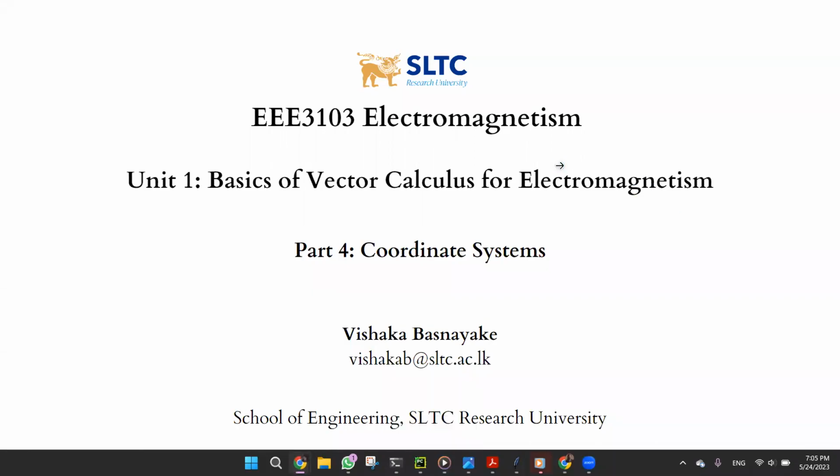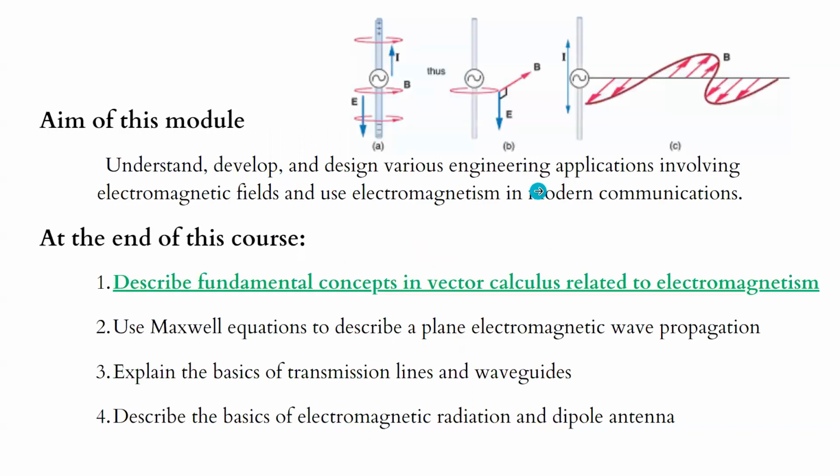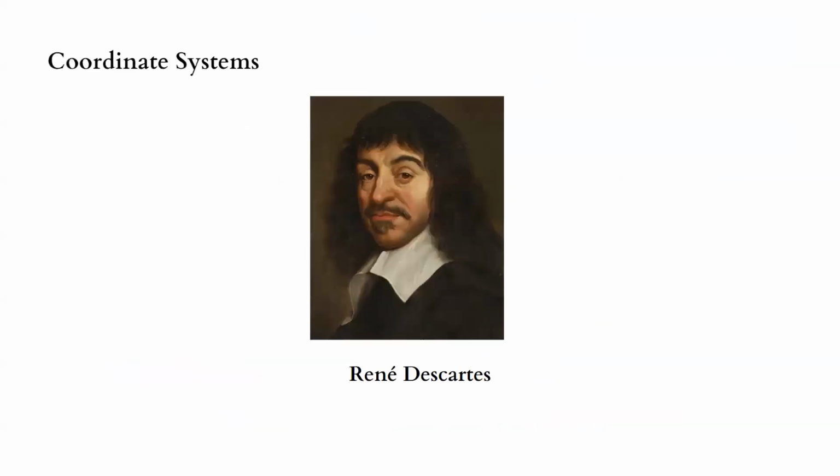So in the last class, we discussed the vector operations. We discussed mainly the gradient, Laplacian, divergence, and curl operations. Another important thing that we will be covering is the coordinate system. Coordinate systems are required for us to design electromagnetic systems and also understand the currently available electromagnetic scenarios.